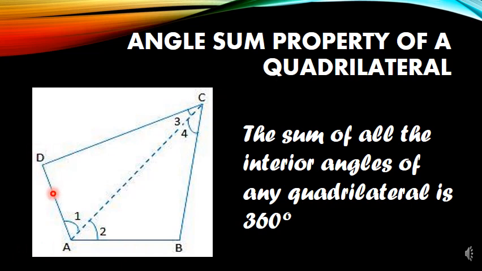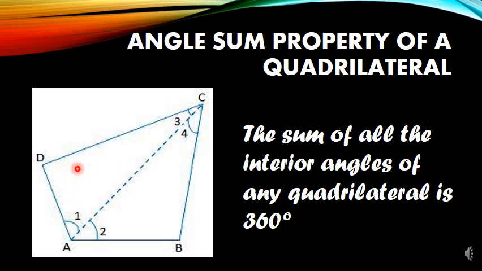You can observe a quadrilateral here on the screen. ABCD is a quadrilateral. What we will do is draw one of the diagonals by joining the opposite vertices, that is A and C, so that we get a diagonal here. This diagonal is dividing the quadrilateral into two triangles. All of you know the sum of all the three interior angles of any triangle. It is 180 degrees, isn't it? So here we are getting two triangles.